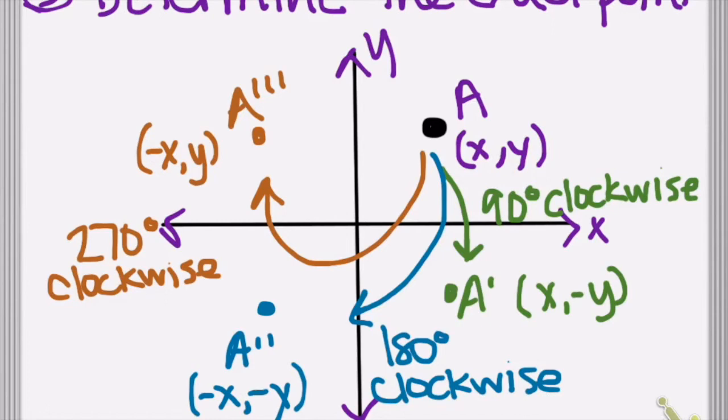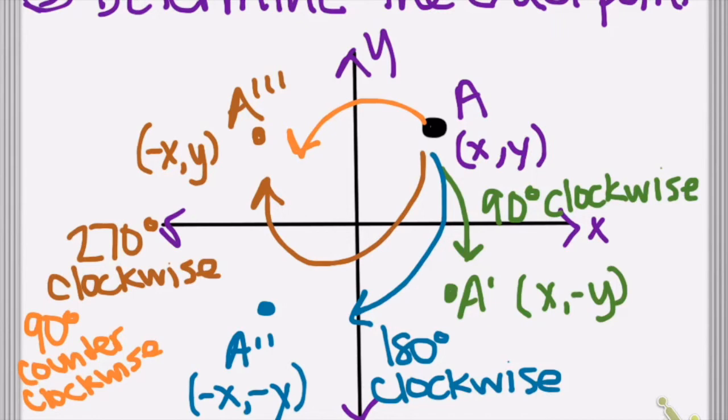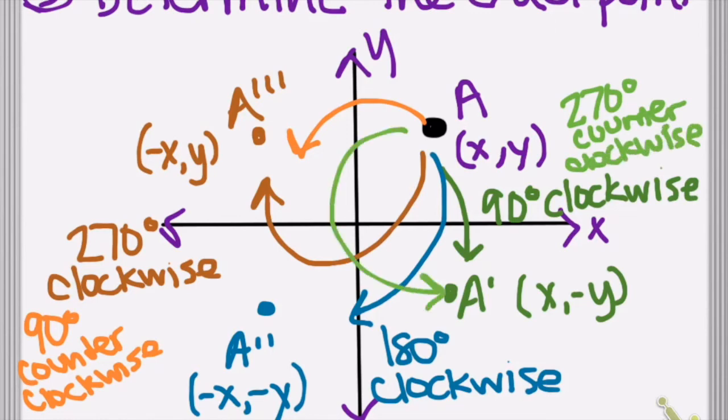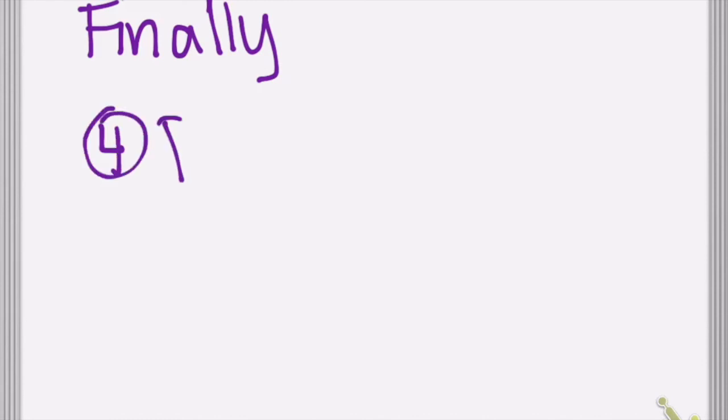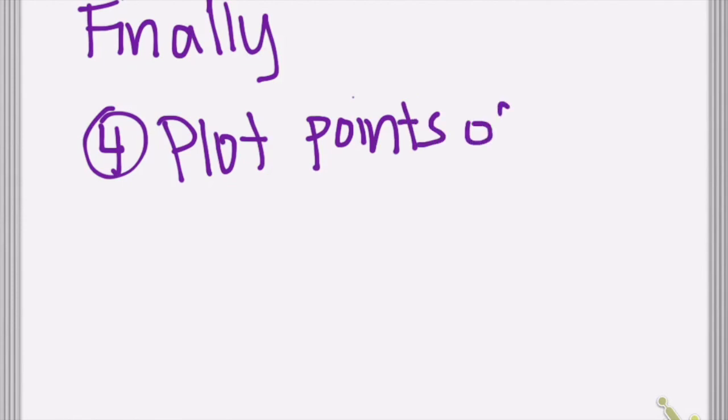And this is extremely important for you to remember that 90 degrees counterclockwise is the same thing as 270 degrees clockwise. Just like 270 degrees counterclockwise is the same thing as 90 degrees clockwise. And finally, step 4, plot the points of the image.